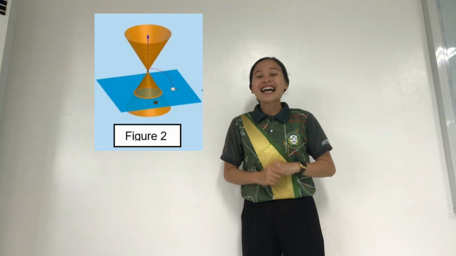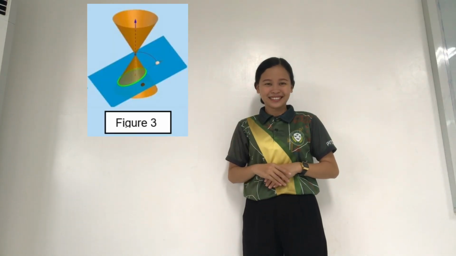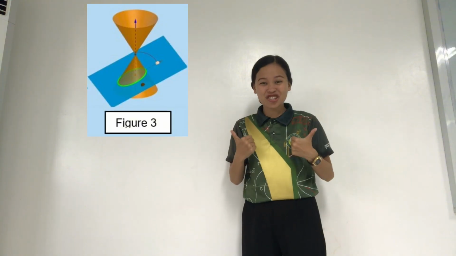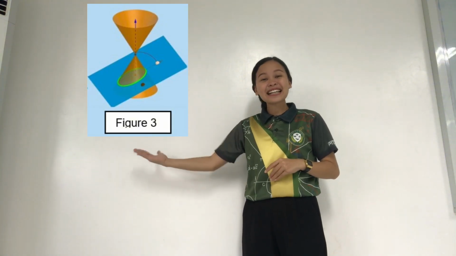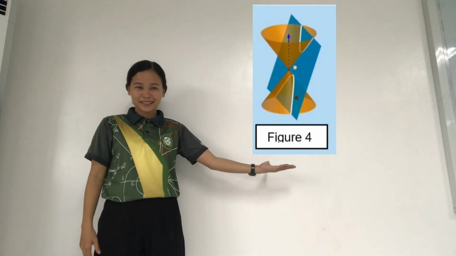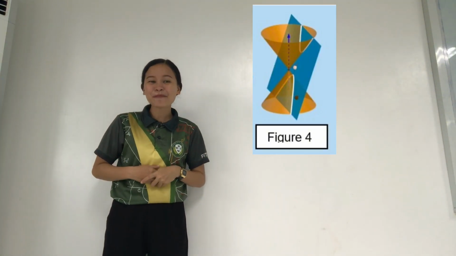Yes, that is a circle. How about figure number 3? Yes, great job. This is an ellipse. Again, everybody, ellipse. How about our last figure? This one. This is a hyperbola. Okay, great job.